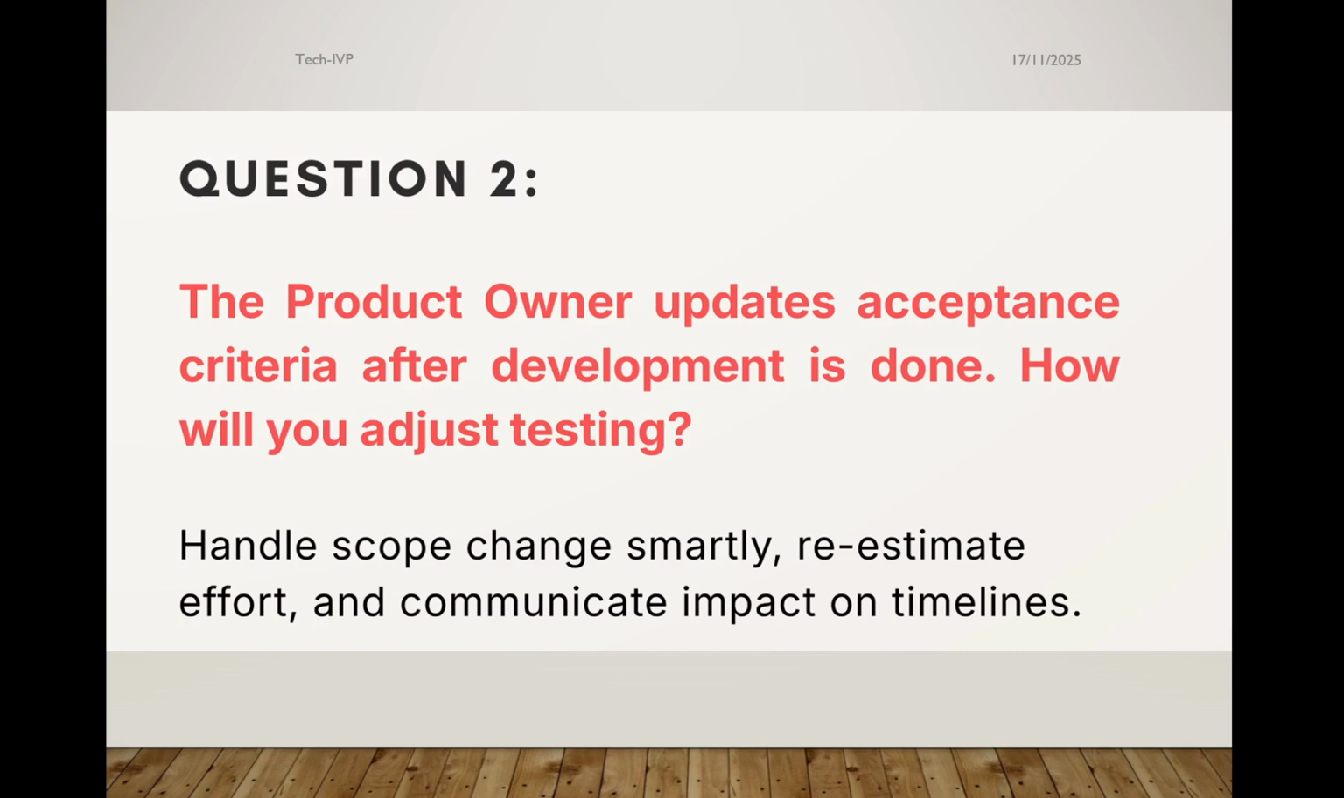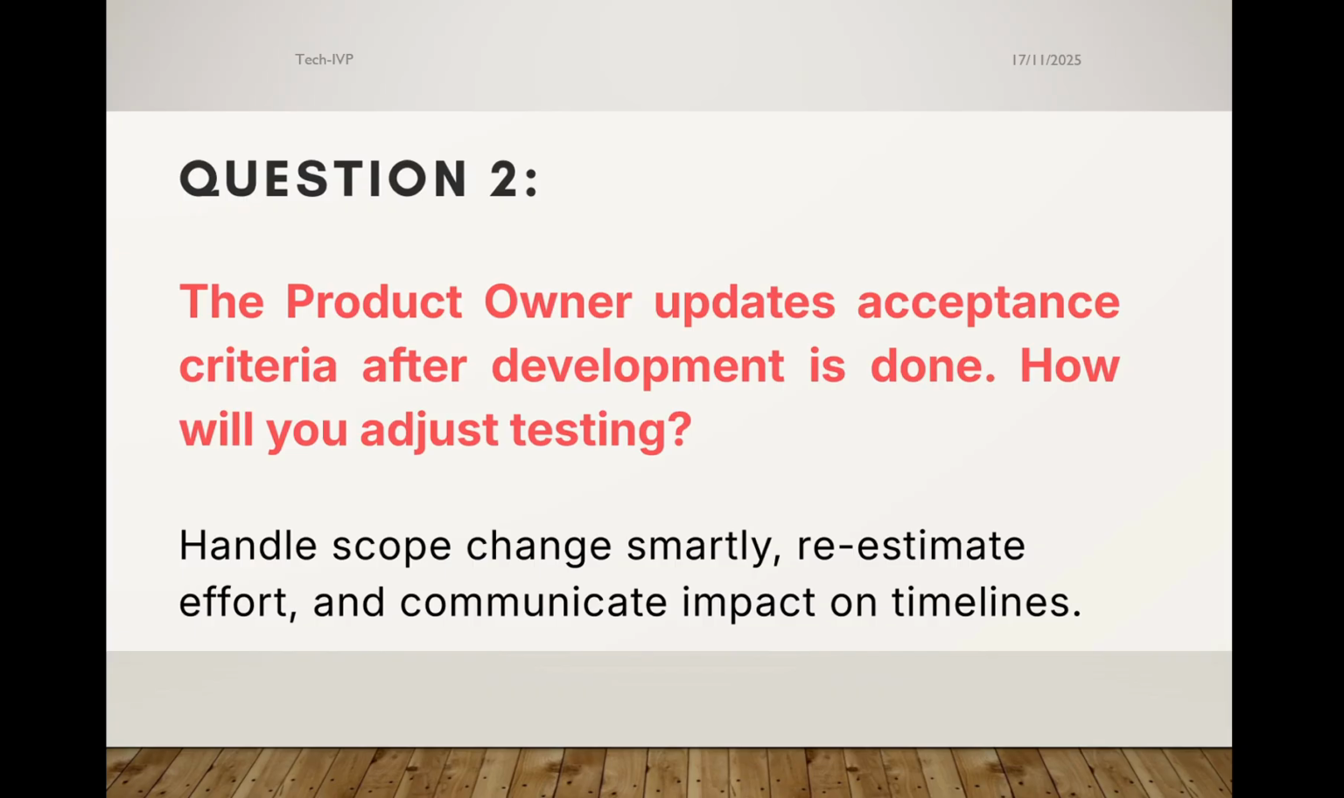The next question is, the product owner updates acceptance criteria after development is done. How will you adjust testing? This one is really challenging. This is a scenario based question. So in that case, see how you can answer.